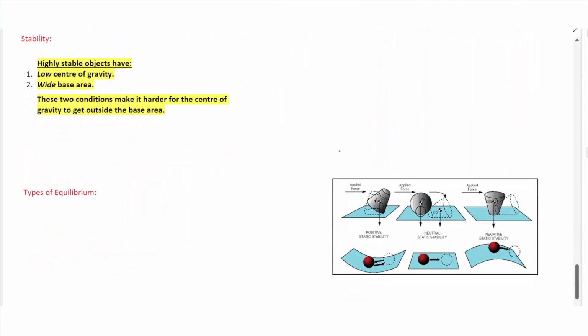The last thing about moments is the stability of an object. An object is more stable if it has a low center of gravity, most of its mass is near the ground, or a wider base area, not contact area, base area. For example, if you have a car and these are the tires of the car, the contact area is the tires themselves, but the base area is between the edges of the tires. This is called the base area. If the base area is wide or the center of gravity is low, it makes it harder to topple over an object or for the weight to move outside the base area. So the object is more stable.